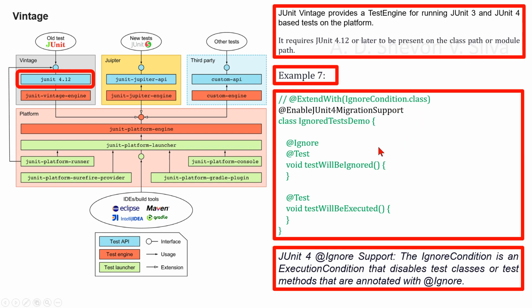Or use @EnableJUnit4MigrationSupport, which automatically registers the IgnoreCondition along with limited JUnit 4 rule support. The IgnoreCondition is an execution condition that disables test classes or test methods that are annotated with @Ignore.